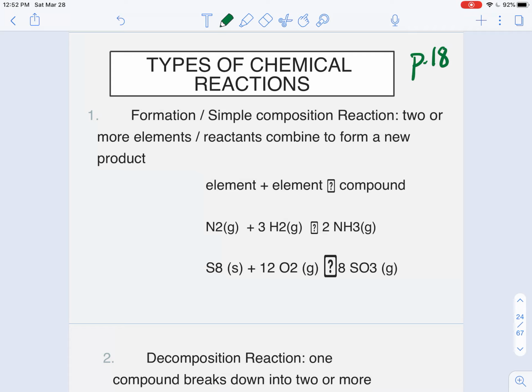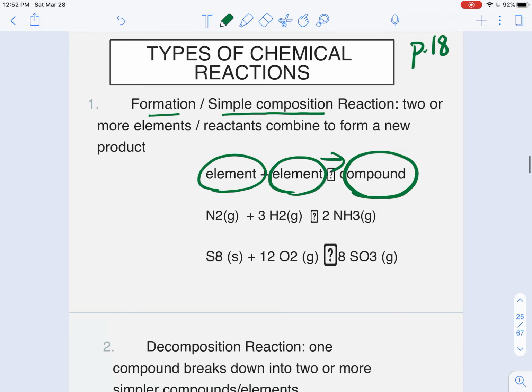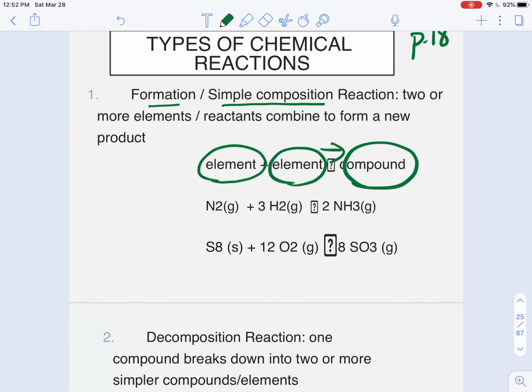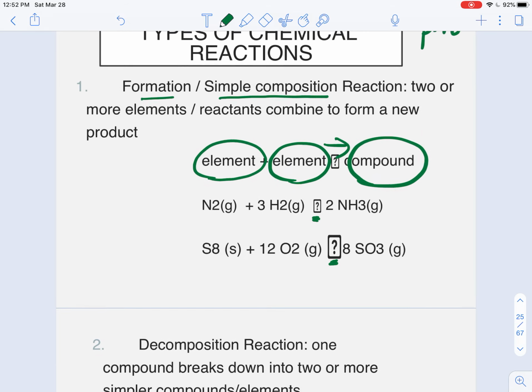The first kind, very simply, is called either formation or simple composition, and that's when 2 elements form a compound. And in your notes, hopefully you don't have the strange question mark boxes that I have on this form of my PowerPoint that got put into Notability, so sorry about that.